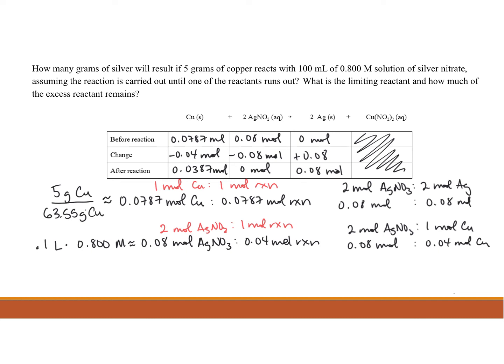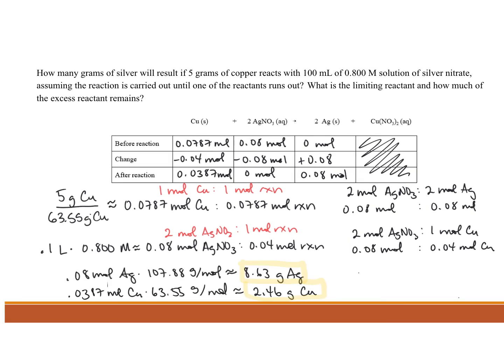So let's go ahead and convert the 0.08 moles of Ag to grams and the 0.0387 moles of Cu to grams. So go ahead and pause the video and try to finish up that last step. Okay, so let's verify that. You should have had 8.63 grams of Ag and 2.46 grams of Cu.